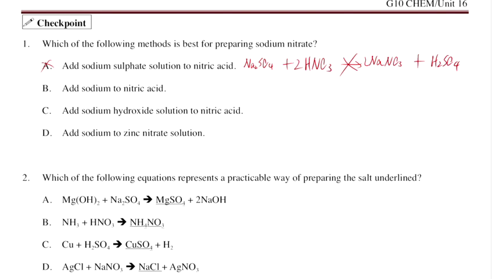How about B? Add sodium to nitric acid. Remember, sodium is very reactive. Do not add it directly to an acid. C. Add sodium hydroxide solution to nitric acid. This is a reaction between a base and an acid, and it will provide the target salt plus water. So that's the correct answer.